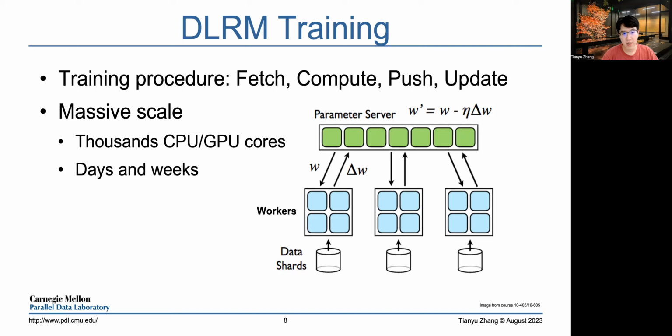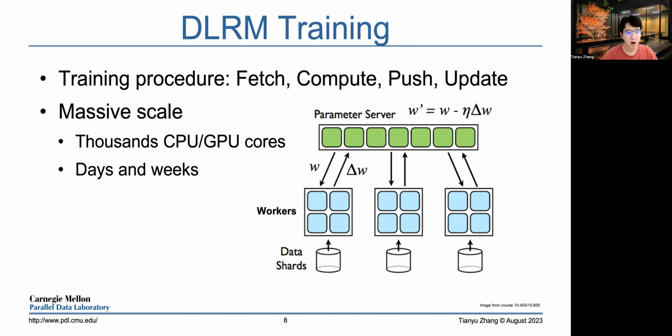The workers then fetch the latest sparse and dense parameters from the parameter servers. They compute the gradients locally by doing a forward and backward pass on the computational graph. They push these gradients to the parameter servers. The parameter servers aggregate the gradients received from the workers and perform an update step.